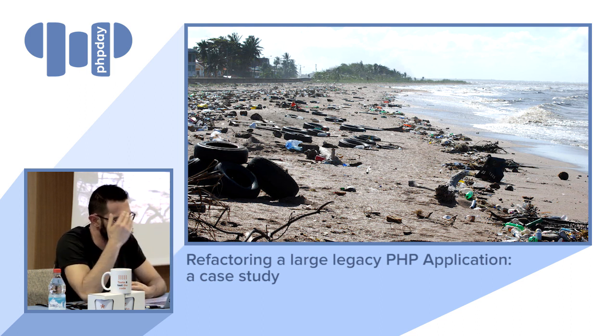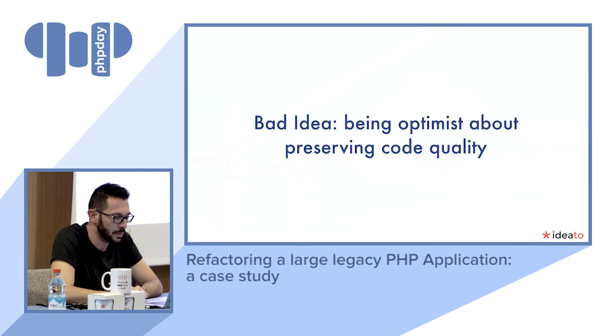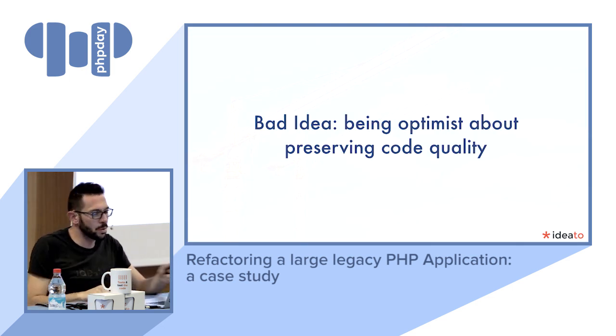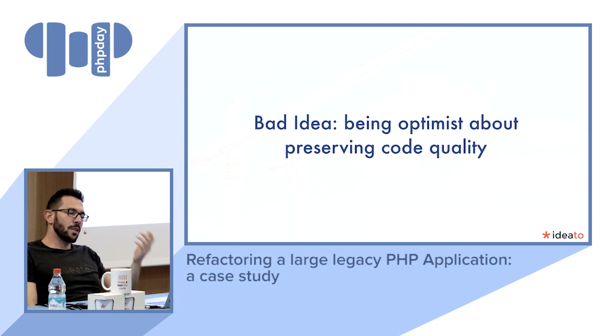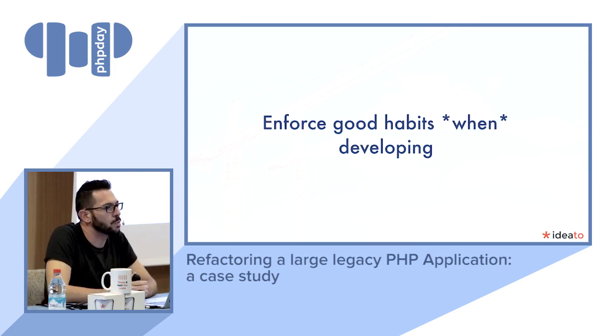Why did this happen? Well, because you have a big team, and as I said before, it's not sufficient to fix what you are doing right now. You also need to avoid new bad code being produced. In this case, the bad idea was being too optimistic about preserving code quality. So we have the API and we are fine? No, we are not. We need to enforce good habits when developing code.